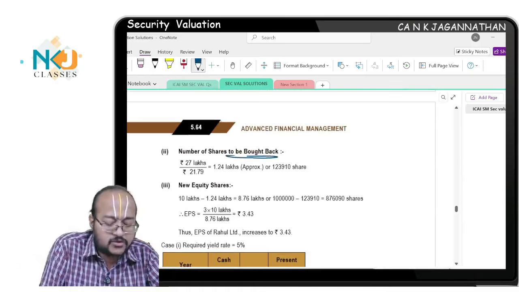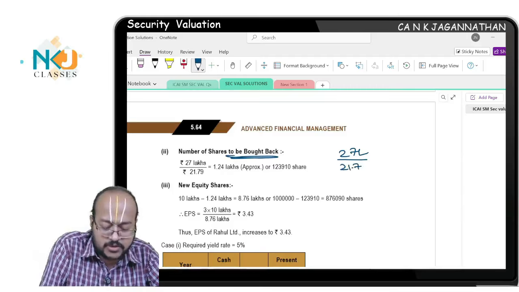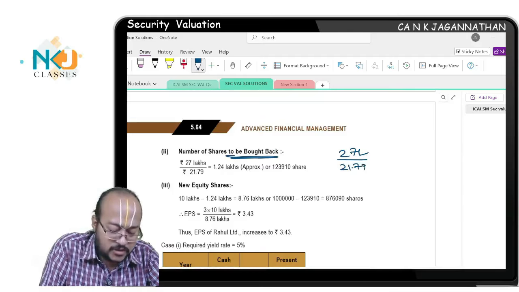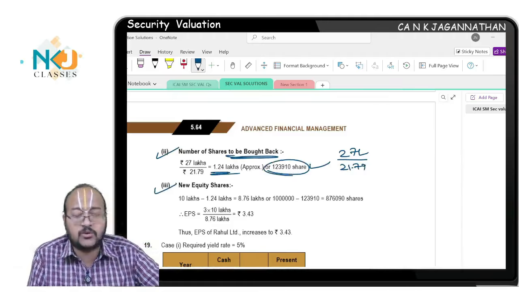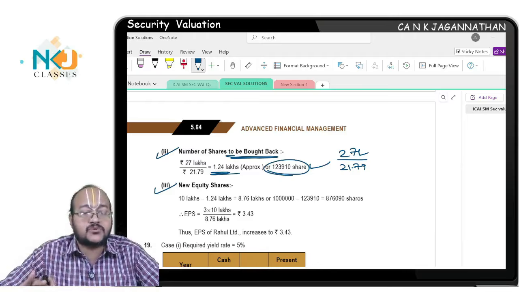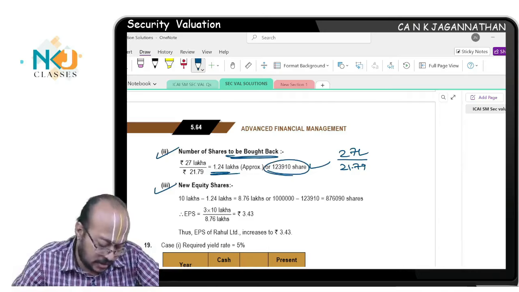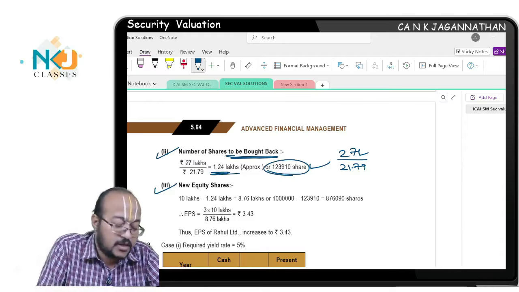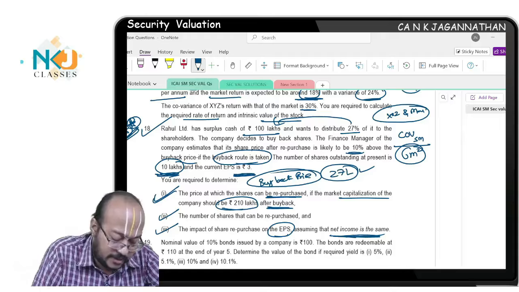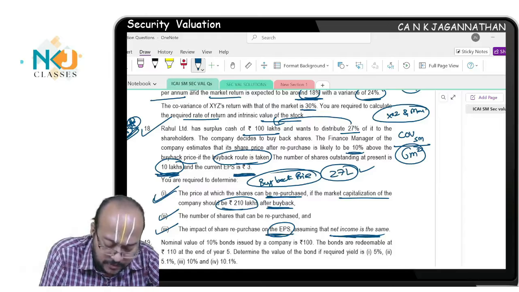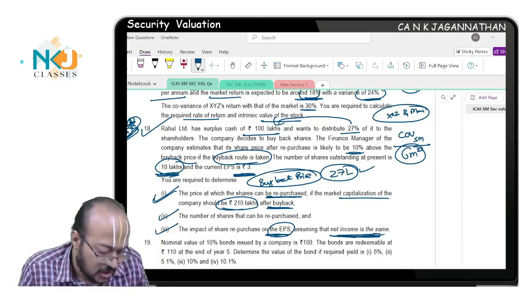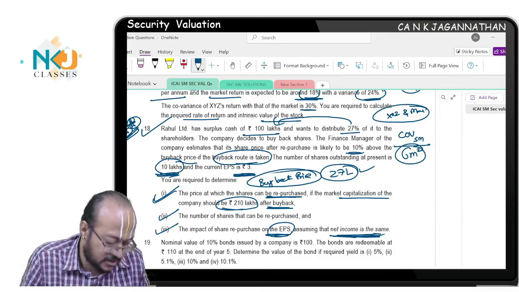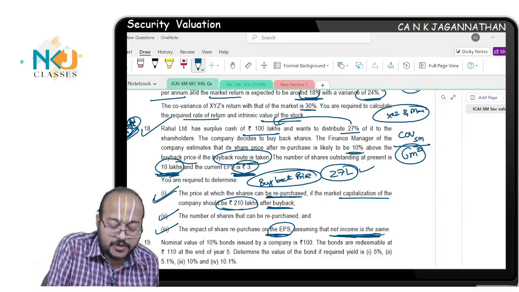Now, the number of shares to be bought back is very simple: the total amount, 27 lakhs to be bought back, divided by the buyback price of 21.79. You will get approximately this number. Then the new number of equity shares, that is, the number of shares outstanding after buyback, is what they are asking now. They are also asking the EPS of the company after the buyback, the impact of share repurchase on EPS, assuming the net income is the same. The EPS is given as 3 rupees per share.